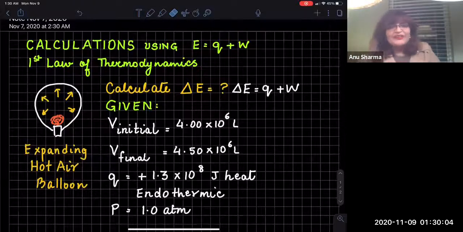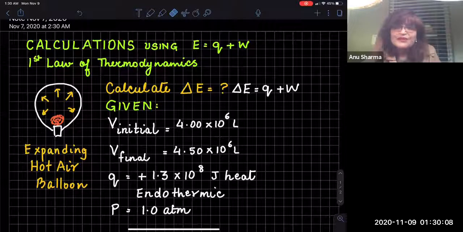Hi guys. Okay, so now let's look at some of the calculations involving the use of the first law of thermodynamics, which is ΔE is equal to Q plus W. And here we are seeing a situation in which there is a hot air balloon and there's a gas inside this balloon which is getting heated up, and the molecules inside the gas get excited, and the gas becomes lighter and it begins to move up, and eventually the balloon begins to expand.